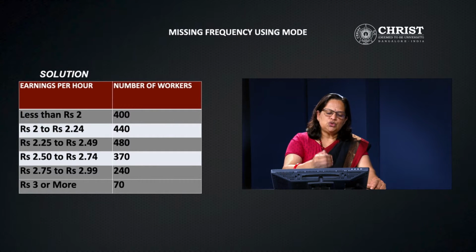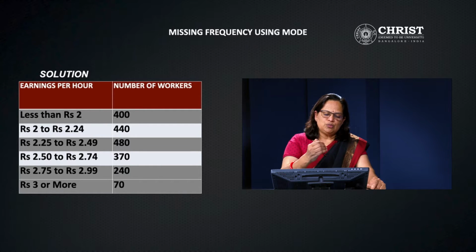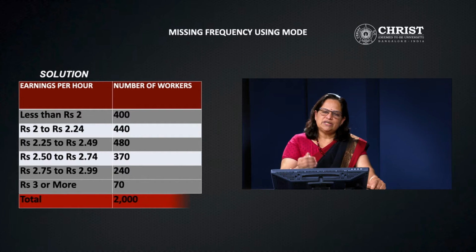Next is rupees 2 to rupees 2.24. Frequency value is 440. Next is rupees 2.25 to rupees 2.49. Frequency value is 480. Next is rupees 2.50 to rupees 2.74. Frequency value is 370. Next is rupees 2.75 to rupees 2.99. Frequency value is 240. Next is rupees 3 or more. Frequency value is 70. So the total number of workers is 2000. That's your frequency total. Now we will do the problem.